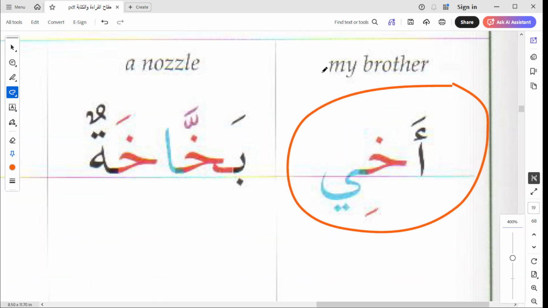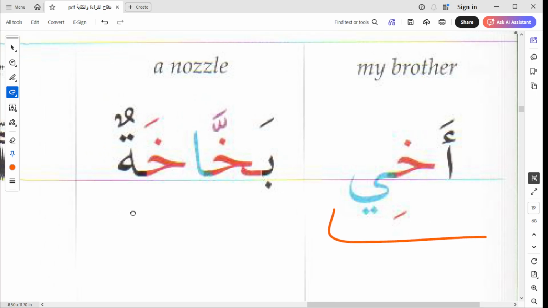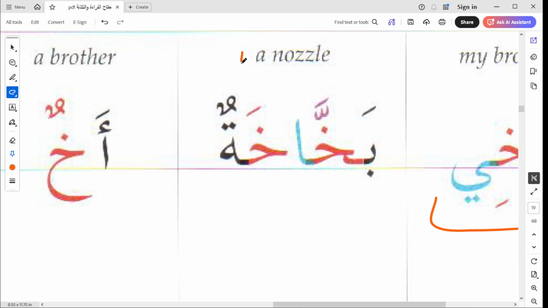So when I look to my brother in English, it is going to be in Arabic. This is Hamza with Fatha, so it's going to be A. And this is Khaa with Kasra, which is Khi, but there is a Ya after it, so all of it is a long vowel, so it's going to be Akhi, Akhi. This is Akhi.